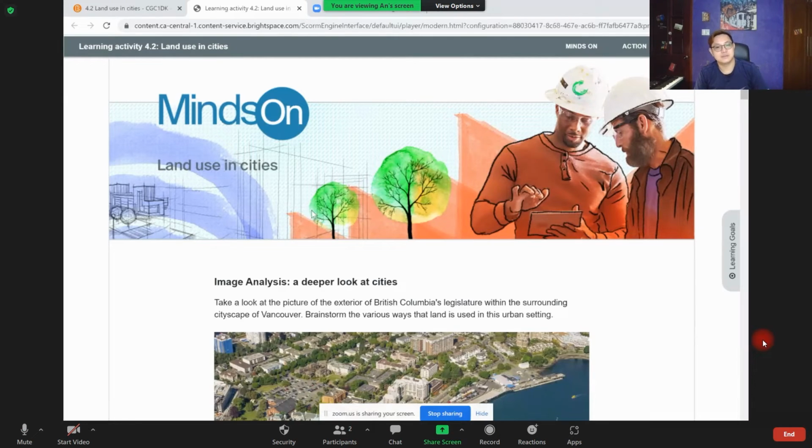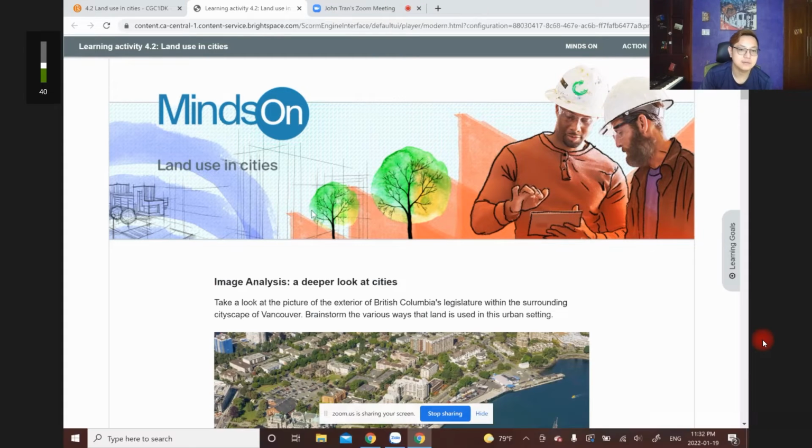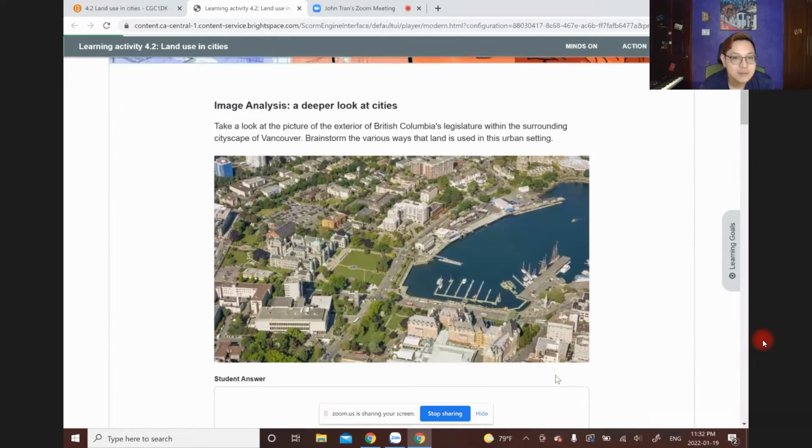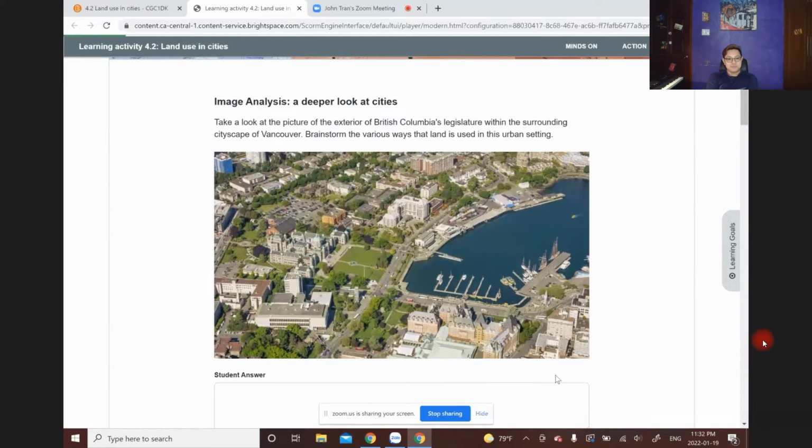Land use in cities. What's that? You said something? I'm just reading learning activity 4.2, land use in cities. How people use the land. A deeper look at cities. The exterior of the British Columbia legislature governs the various ways the land is used in this urban setting.